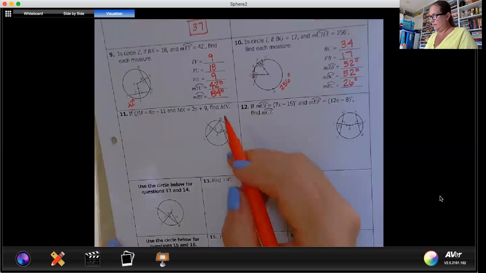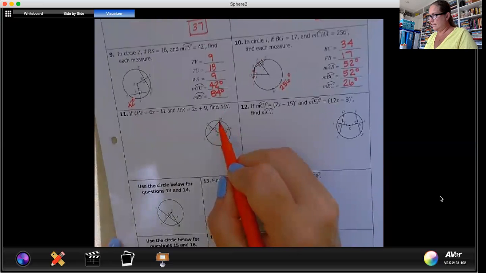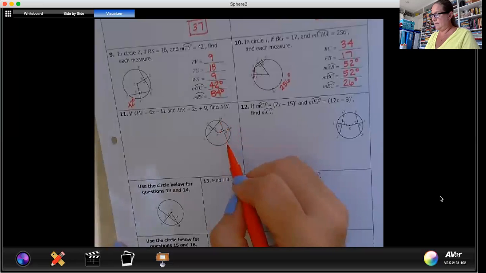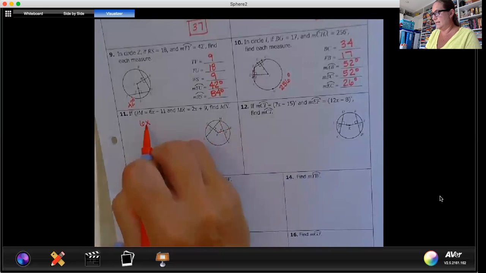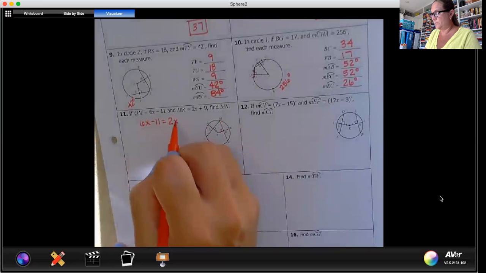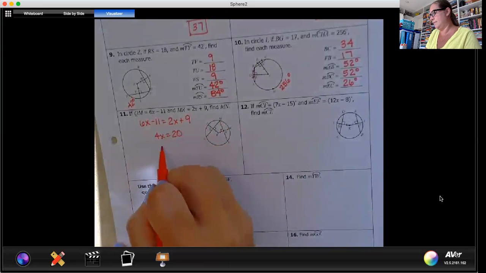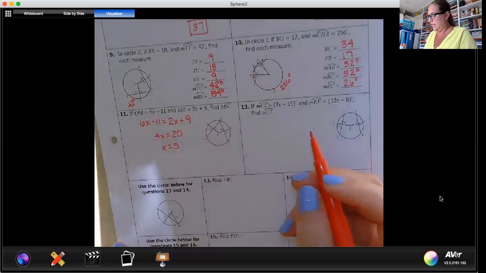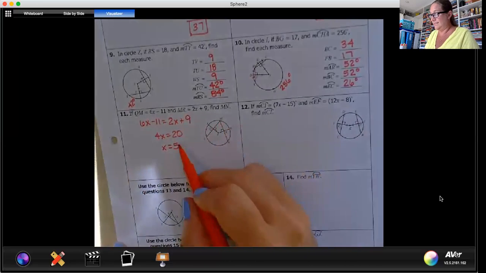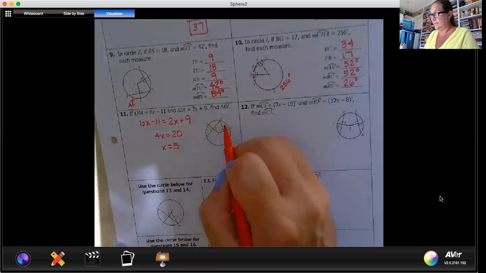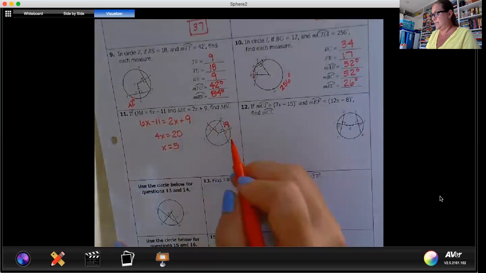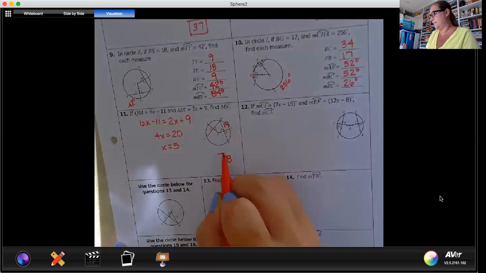Number 11, if QM is 6x minus 11 and MR is 2x plus 9, find MN. So again, we're going to set these equal. And 4x is 20, so x is 5. And we're going to find MR, which is 19. 2 times 5 plus 9 is 19. And 19 times 2 will be 38.